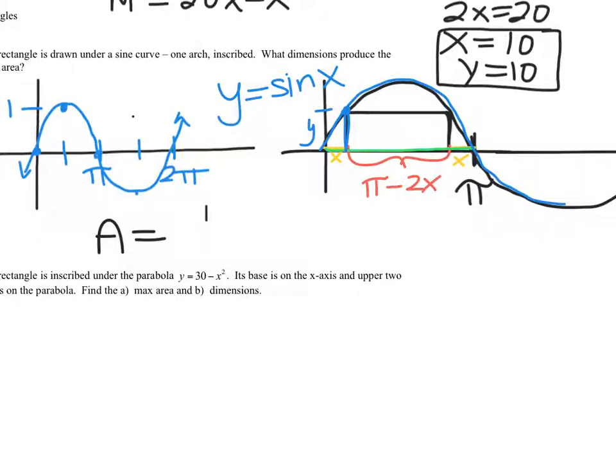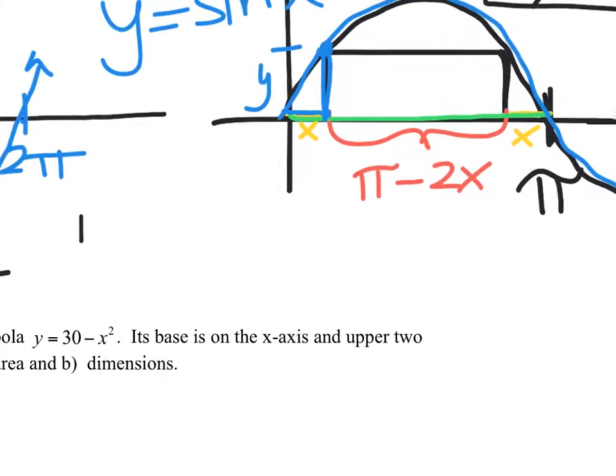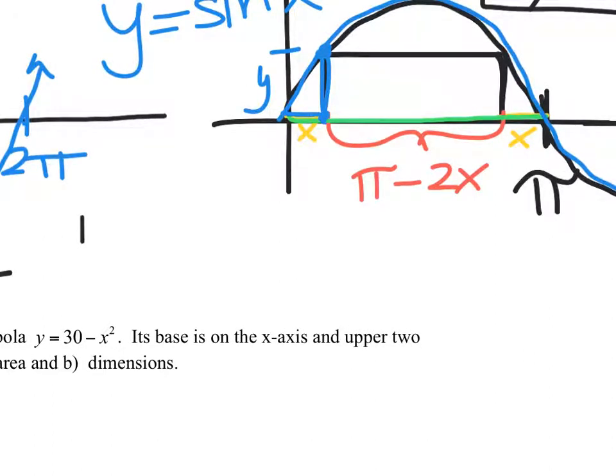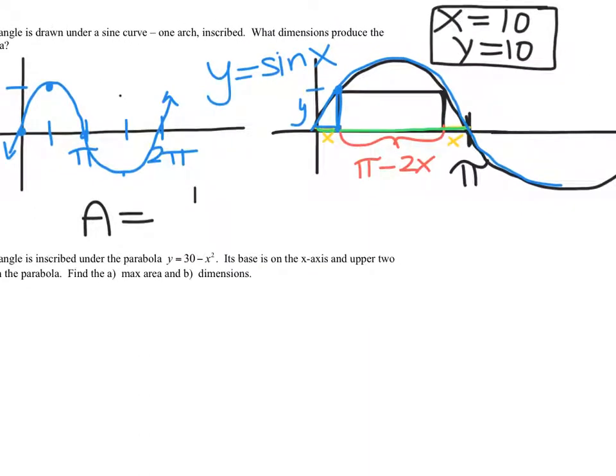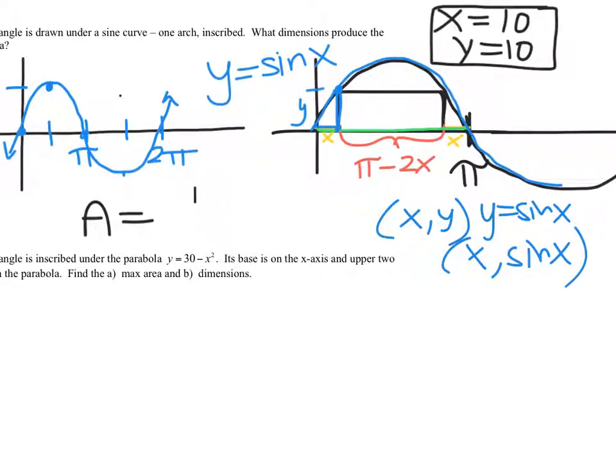Okay, since I labeled this as x, this point right there is the point x comma y, right? This point on the graph is x, y. Well, I don't want it in terms of y. I want all of it in terms of x. So if this is the point x, y, and I know the graph is y equals sine of x, then that's simply the point x comma sine of x. All the points on that graph are x, sine of x. And so since this is x to here, the height is just sine of x. So then the area of this thing would be sine x times pi minus 2x.